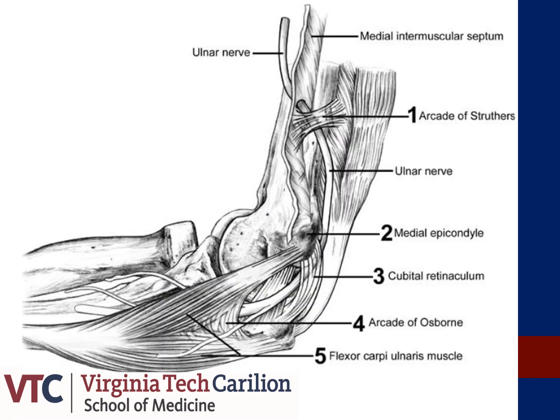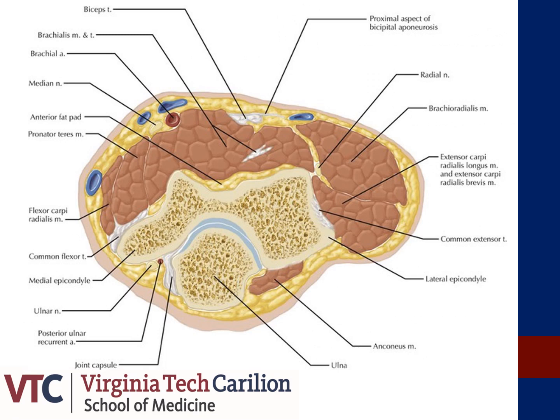This is just an image depicting the trajectory of the ulnar nerve in different regions where compression may occur. And again, this is a cross-sectional image of the anatomy just posterior to the medial epicondyle, where the ulnar nerve is traversing within the cubital tunnel.